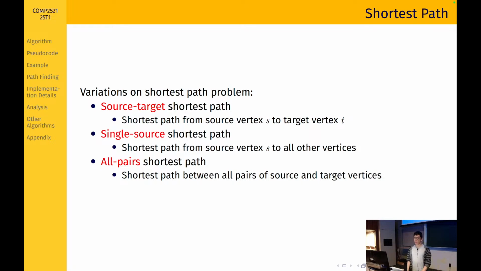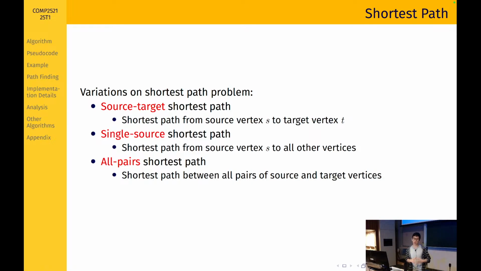Okay, and there are multiple kinds of shortest path problems, and there are different algorithms for solving these. So the first one is source target. Maybe you just have two vertices, a source and a destination, and you want to find the shortest path from the source to the destination. So that's source target.